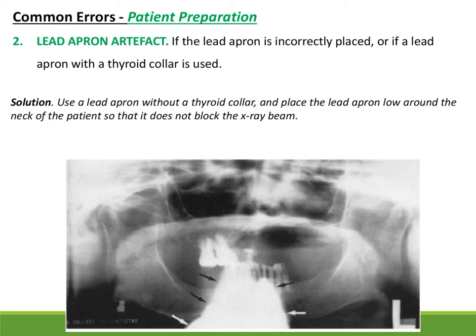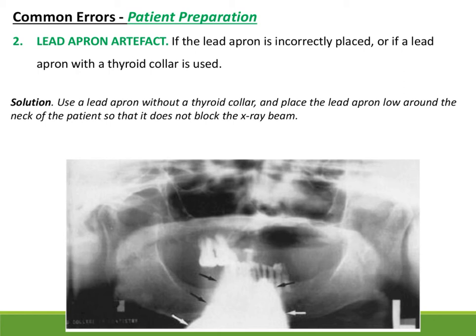Okay, so the solution to this is to make the patient wear the lead apron without the thyroid collar. If you wear the lead apron with the thyroid collar, it's going to block the x-rays with the help of the thyroid collar. So the expected outcome is this triangular shaped radio opaque area.